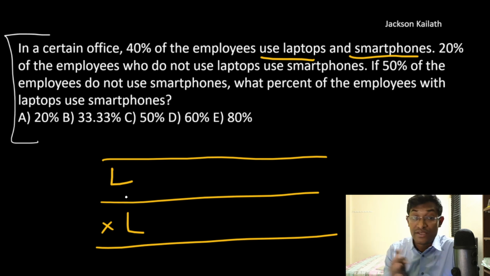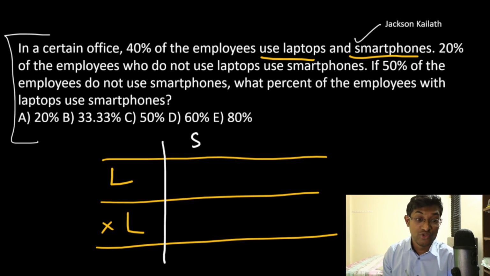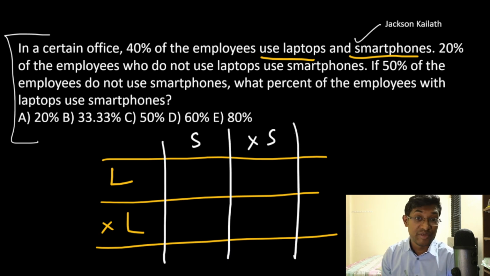Okay, so let's go ahead. We're trying to convert the information given over here into a picture, a diagram. That's what we're trying to do. Okay, so we have people who use laptops, and we have people who don't use laptops. And in a similar manner, again, we are talking about two items, right? So one item is laptops and the other item is smartphones. So we have people who use smartphones and we have people who don't use smartphones. So notice that this is the way that we can easily arrange the information given to us.